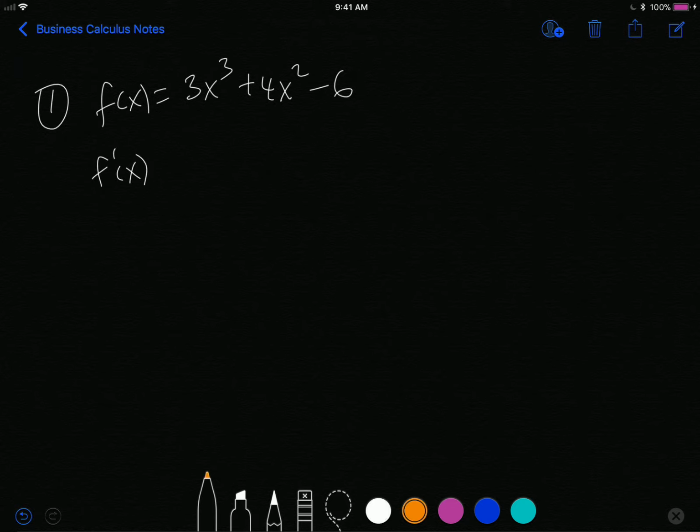The derivative entails first a multiplication. You multiply the coefficient and the power. 3 times 3 is 9. And then you subtract 1 from the power. So you subtract 1, 9x squared. And so I have plus 8x, and the derivative of a constant is 0. And so that's plus 0. I can leave that off. And that's my answer to question number 1.